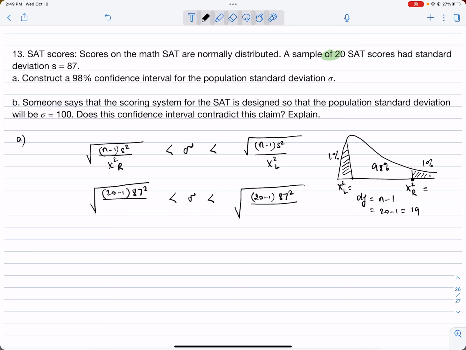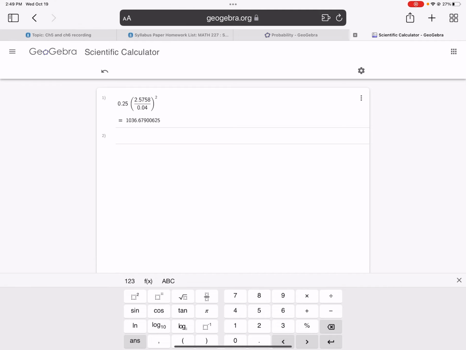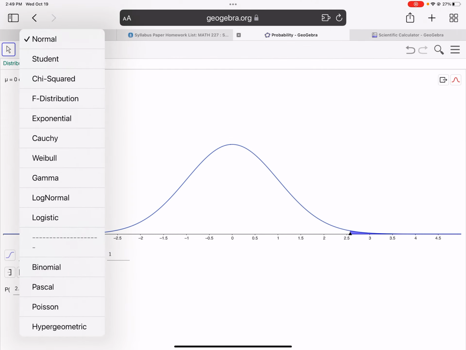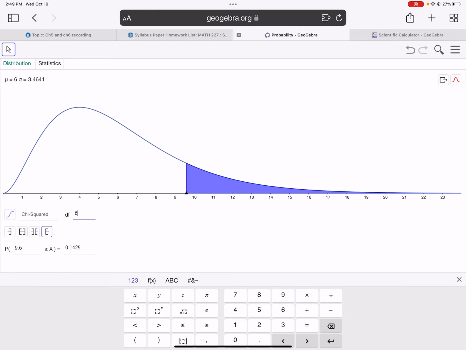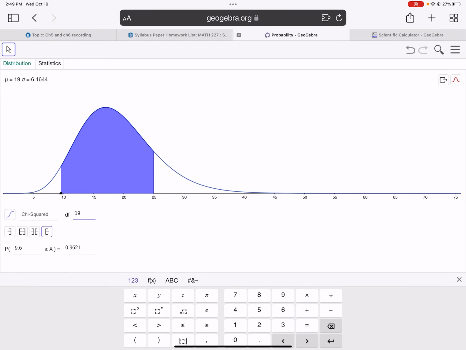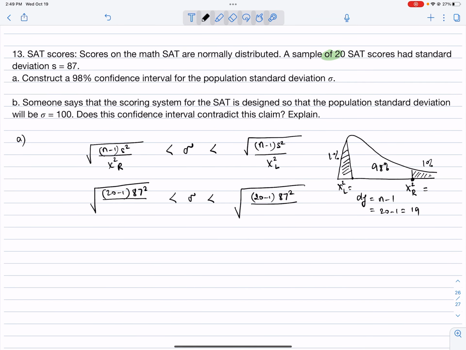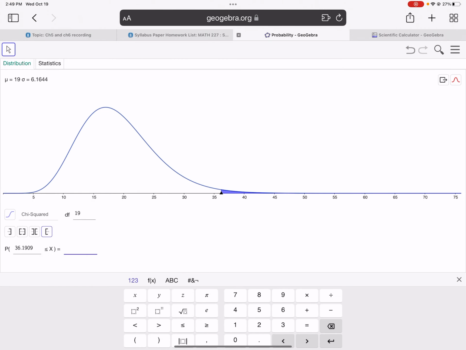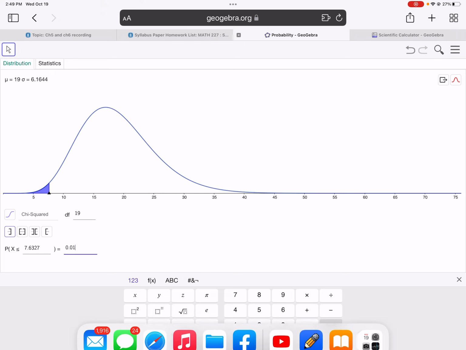Now we will use GeoGebra. So we will click on the chi square, and the degrees of freedom is 19. We shade on the right side first, and we put in the number 0.01. So I got 36.19. And then I click on the left side, 0.01, so I got 7.63.